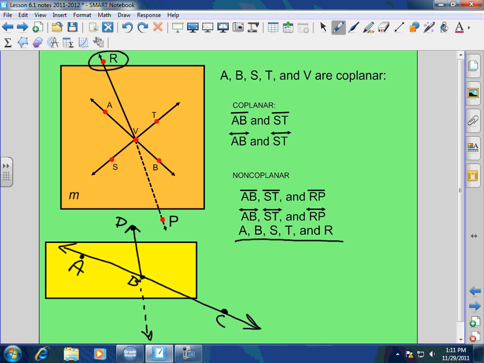R is not coplanar to the rest of the points because R is not on the same plane as A, B, S, and T. So if you're going to say that a point is not coplanar, you have to reference it to something. You have to relate it. You can't just say A is not coplanar. It's not coplanar in reference to what? A and B are coplanar. A, B, and C are coplanar. Now, A and D, they're not coplanar. Does that make sense?